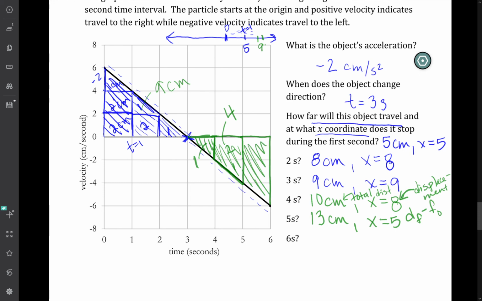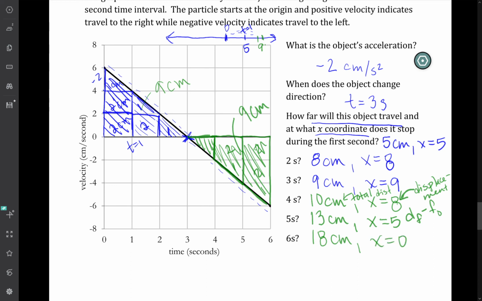And then last one, 6 seconds. So now we have the 1, okay, let's see, 2, 3, 4, 5, 6, 7, 8, 9, which I guess we could have gotten from symmetry as well. So this is now 9 centimeters right and 9 centimeters left, which means we've gone a grand total of 18 centimeters, and we are back to x equals 0.